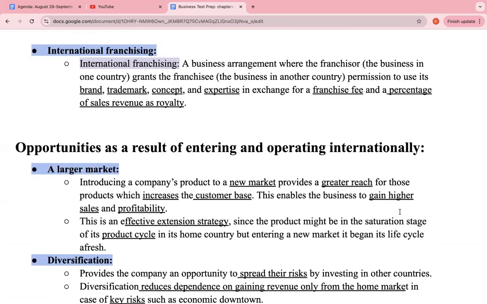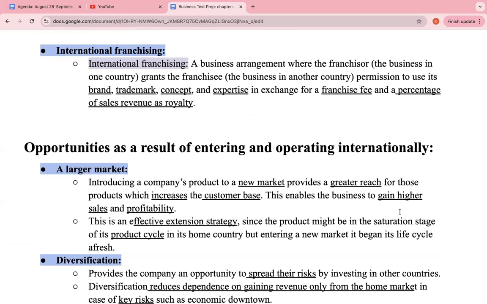Now, international franchising, this is the last way that they enter these international markets. So international franchising, what is it? Let's define it. It's a business arrangement where the franchisor, the business in one country, grants the franchisee, the business in another country, permission to use its brand, trademark, concepts, and expertise in exchange for a franchise fee and a percentage of sales revenue as royalty.